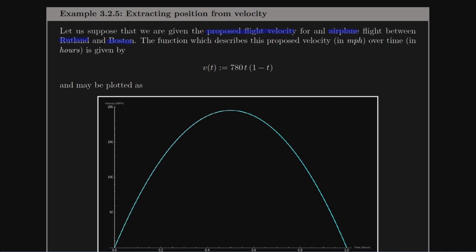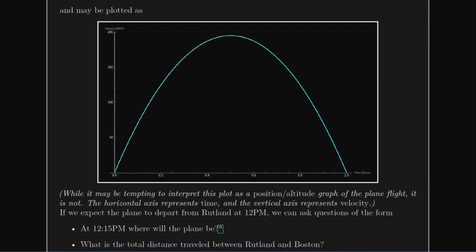But just like anybody else who's flying a plane, you have to submit to FAA, and so they've submitted some proposed flight velocity. And the function which describes their proposed velocity, at least what the FAA has received, is this function v of t, which looks like 780t times 1 minus t. If we go ahead and plot that function v, it looks like the following, where in particular you can see I say time in hours is given on the x-axis, but really you should think about that as the t-axis. We've got our velocity in miles per hour.